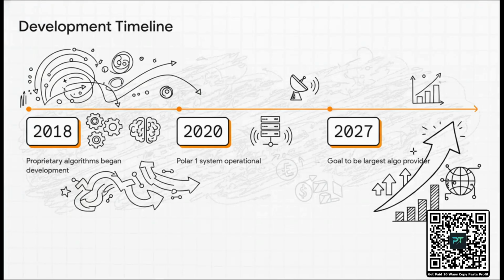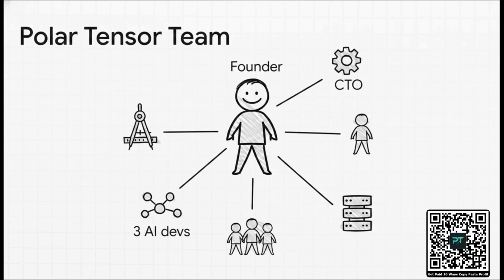This project actually started back in 2018. It was led by founder Felix Bick, who apparently had this deep fascination with patterns in international trade. That curiosity is what sparked the development of their proprietary algorithms. Fast forward to 2020, their Polar One system officially became operational, which really set the stage for their ultimate and honestly very ambitious target. They want to be the largest algorithmic strategy provider in the entire crypto space by the year 2027.